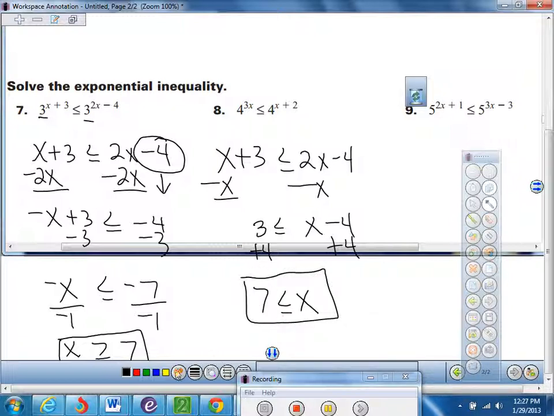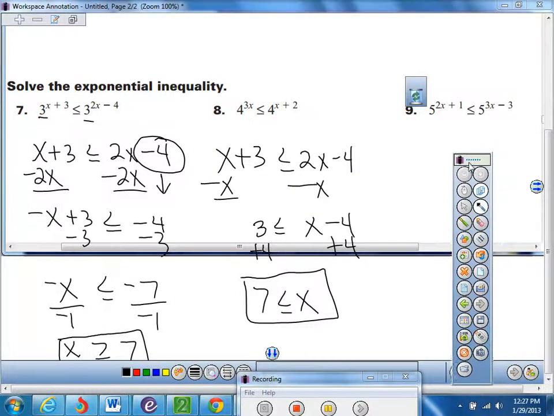Now these may look like different answers, but they mean the same thing. If you notice, one way to remember it is they have to be pointing at the same thing. So here, our inequality is pointing at 7. So 7 is less than or equal to x is the same thing as x is greater than or equal to 7. It's just two different ways to solve it. It means the same thing, same answers.